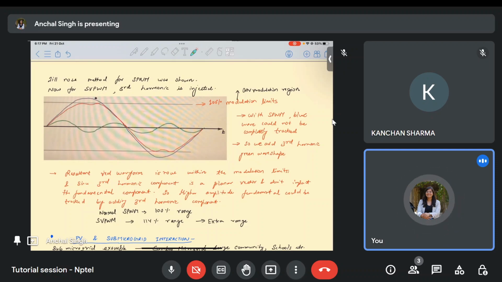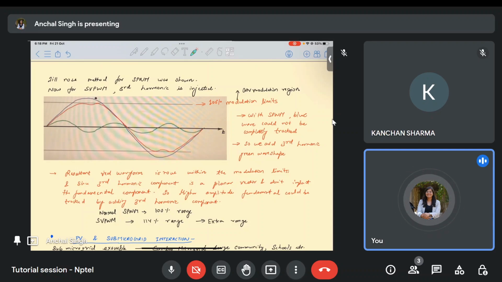But after adding this third harmonic component to the blue phase, I have got a new modulating signal, which is the red one. And you see that this red modulating signal is within the modulation limits. That means I am able to track a higher amplitude of fundamental with space vector modulation compared to sinusoidal modulation. So that is the advantage of space vector pulse width modulation over sinusoidal pulse width modulation.